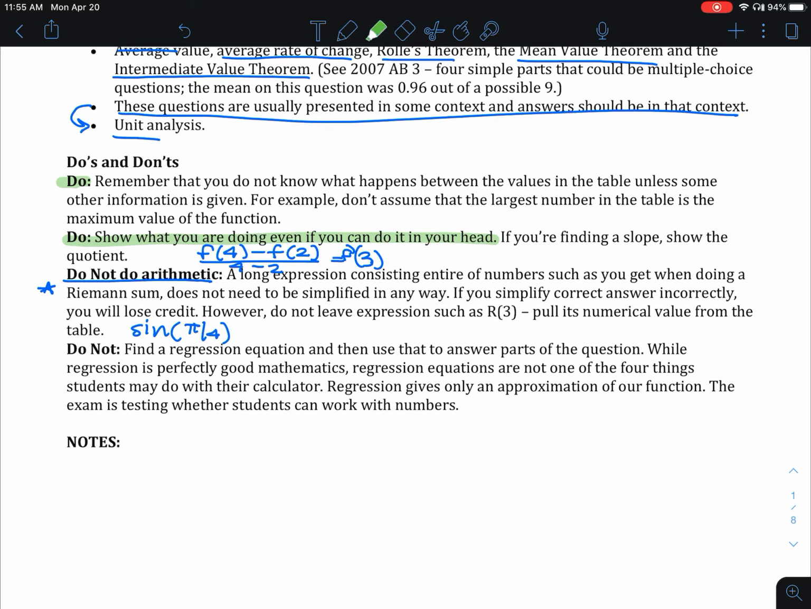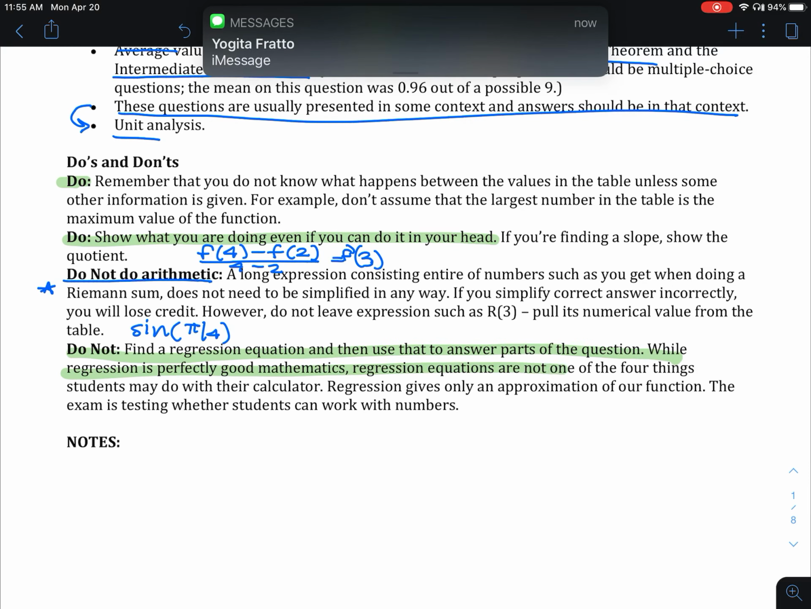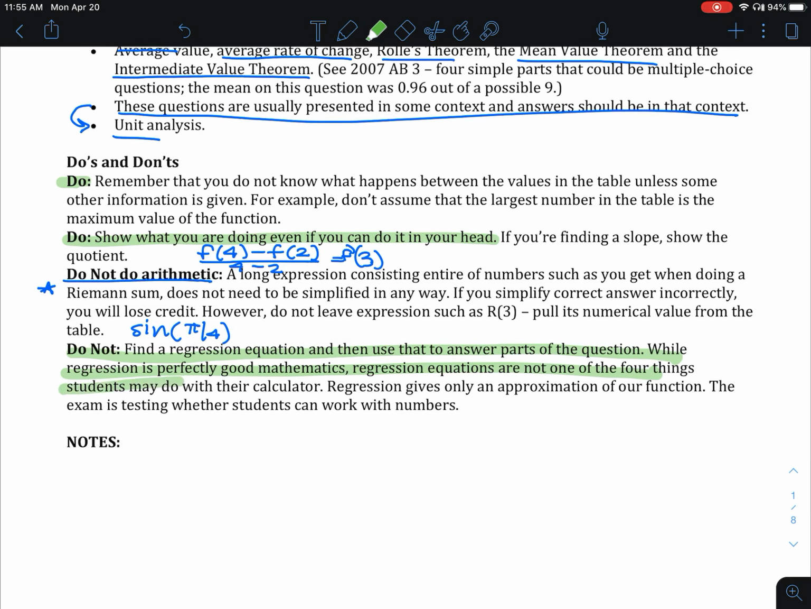And then this last do not here. This is really for my stat kids. You guys are taught a lot about linear regression or exponential regression and how to do that on the calculator. Do not do regression with any of these problems. Don't try to figure out what the function is. Just use the information that you're given. Okay, and that's your overview for type 5.